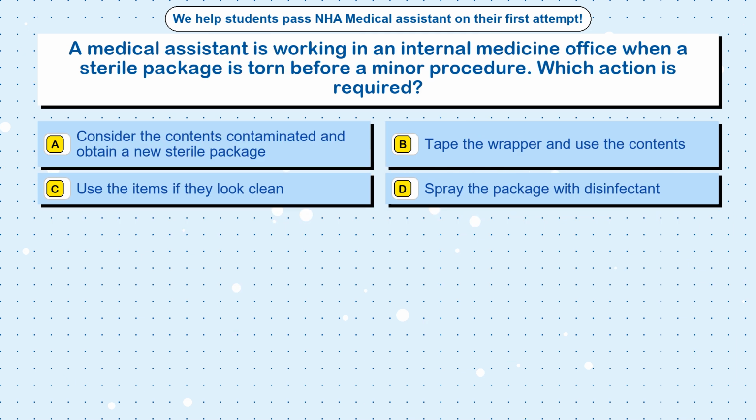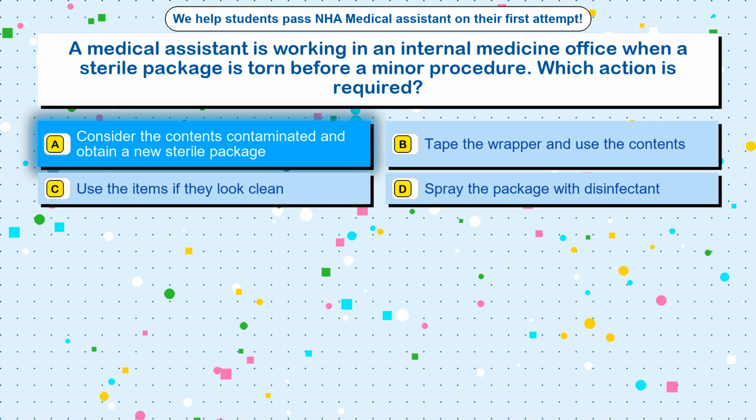Question 100. A medical assistant is working in an internal medicine office when a sterile package is torn before a minor procedure. Which action is required? Option A, consider the contents contaminated and obtain a new sterile package. Option B, tape the wrapper and use the contents. Option C, use the items if they look clean. Option D, spray the package with disinfectant. The correct answer is option A, consider the contents contaminated and obtain a new sterile package.